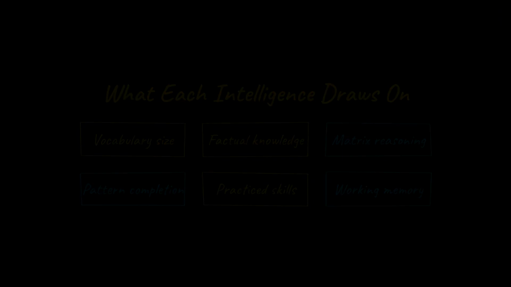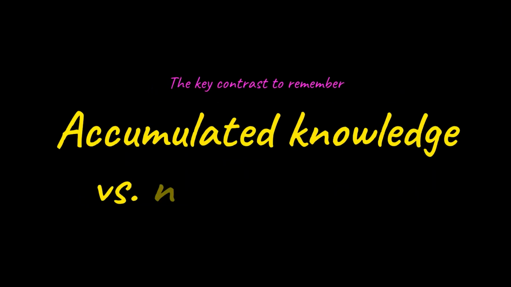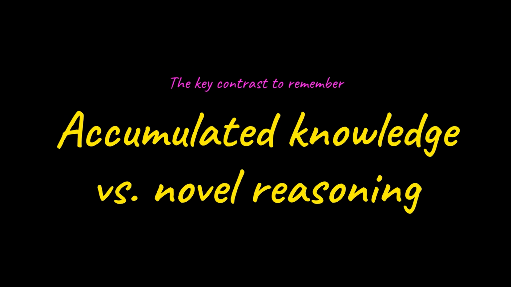The signal words for this distinction are accumulated knowledge versus novel reasoning, and stable with age versus gradually declining. Don't confuse it with episodic versus semantic memory, or declarative versus procedural. Those are separate distinctions entirely.